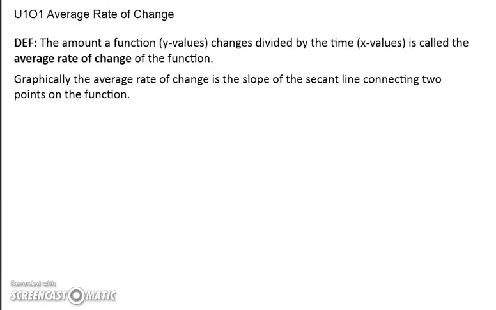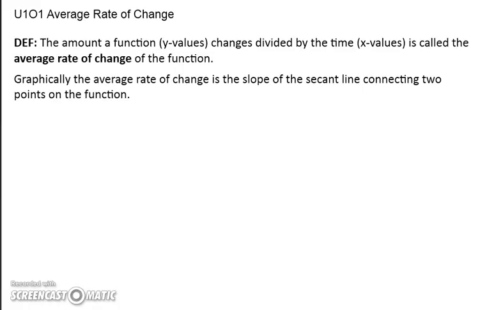Okay, in this video we're going to talk about Unit 1, Objective 1, average rate of change. So the definition would be the amount the function changes divided by the time it takes to make that change is going to be called the average rate of change of the function. Now, we're going to call the function the y values and the time the x values. Sometimes it'll be t values, but it's basically change in y over change in x.